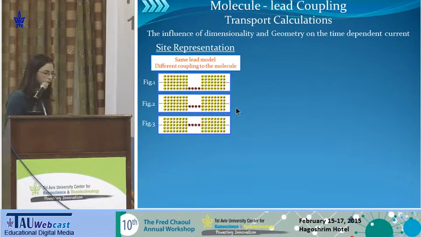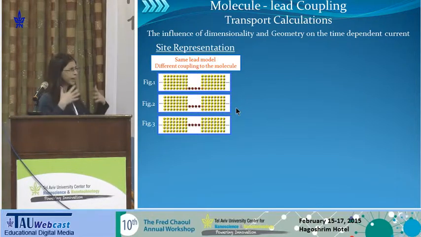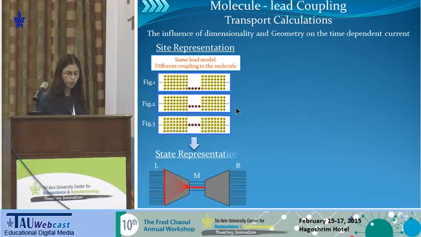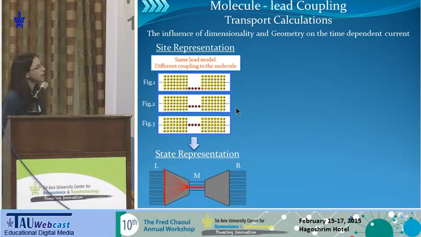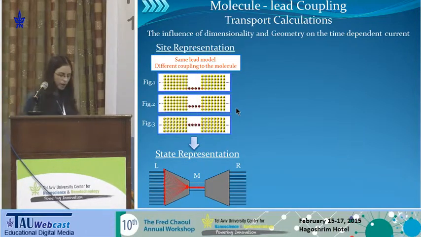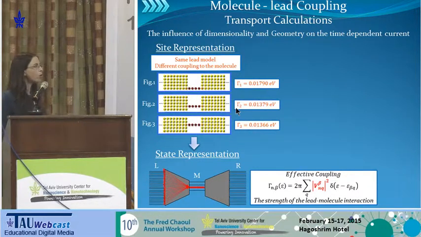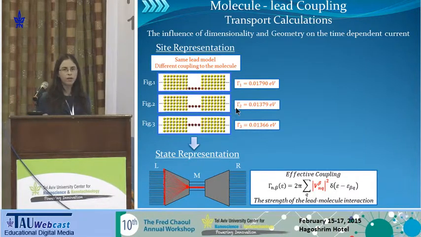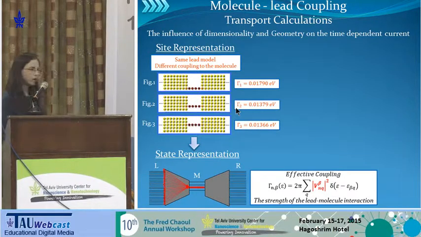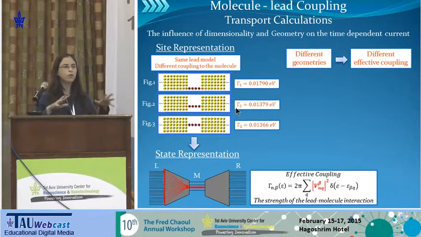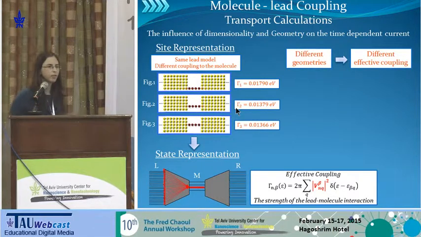For the first example, the molecule is coupled to the first row in the lead, then the second, and finally the third row. After building the Hamiltonian, we can now transform to the state representation. In the state representation, we can calculate the effective coupling of a specific level in the molecule to all the states in the lead. In this example, we calculated the effective coupling of the HOMO level in the molecule to all the states in the left lead. Since the effective coupling is the strength of the lead-molecule interactions, we can see that for different geometries, we're getting different effective couplings.